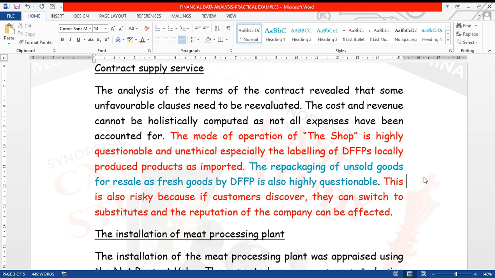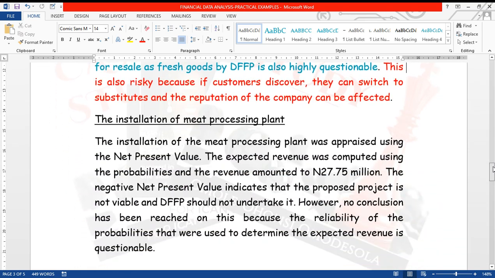So they have to actually sit down and look at this thing again. Do you understand? So we have addressed the question, and we also looked at the commercial, the ethical terms, the risk and everything. We also considered this here. So the second contract, or second proposal now, is the installation of the meat processing plant.